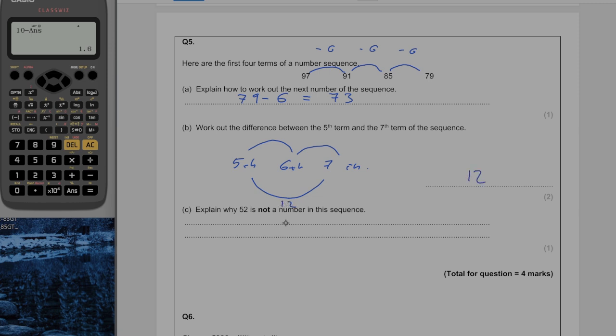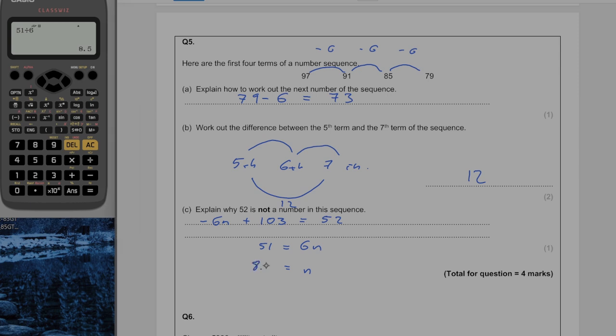Explain why 52 is not a number in the sequence. We could carry on this sequence until we got to 50 and see whether 52 was in there. Alternatively, we can say that this sequence is minus 6n, and then to minus 6n we would need to add on 103. Can that be equal to 52? If I take these over to the opposite sides, that would be 51 is equal to 6n. So n would be equal to 51 divided by 6.